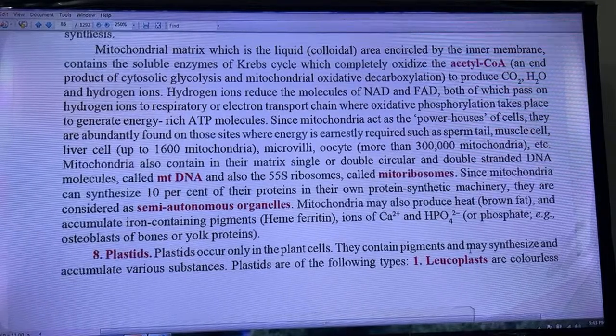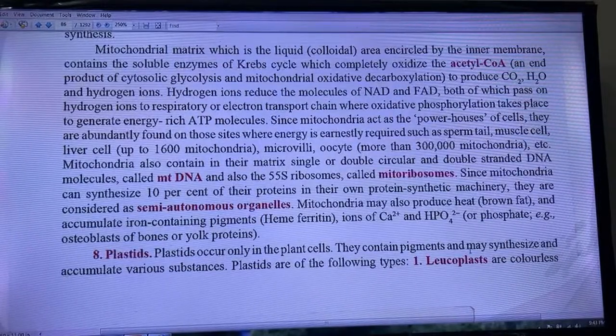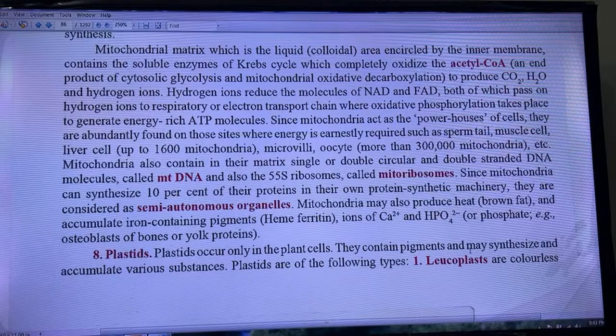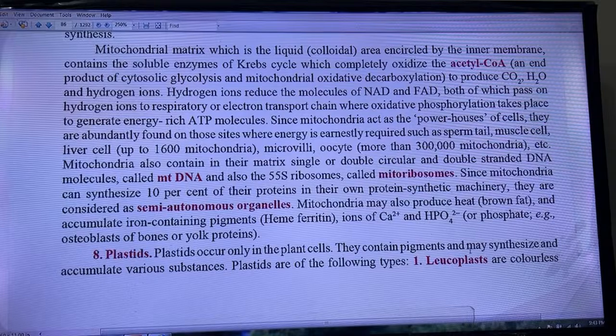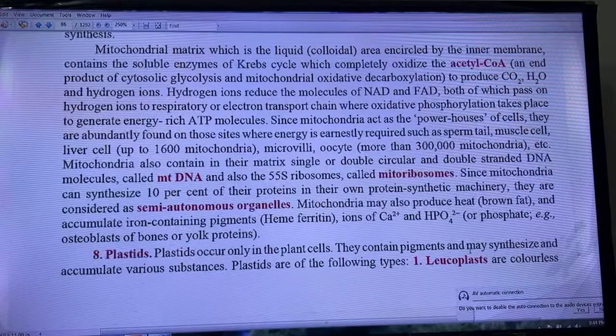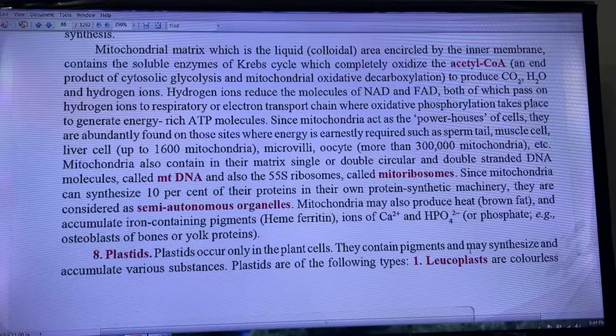Since mitochondria act as the powerhouses of the cells, they are abundantly found at those sites where energy is earnestly required, such as sperm cells, muscle cells, liver cells with up to 1600 mitochondria, macrovilli, and oocytes with more than 3 lakh mitochondria, etc. Mitochondria also contain in their matrix single or double, circular, double-stranded DNA molecules called mtDNA, and also the 55S ribosomes called mitoribosomes.